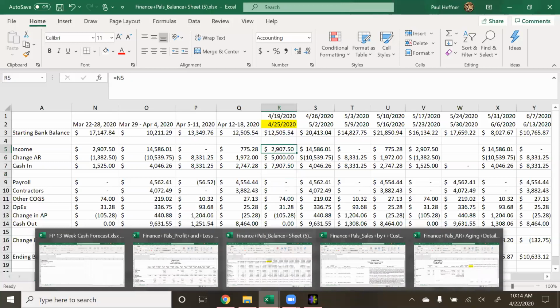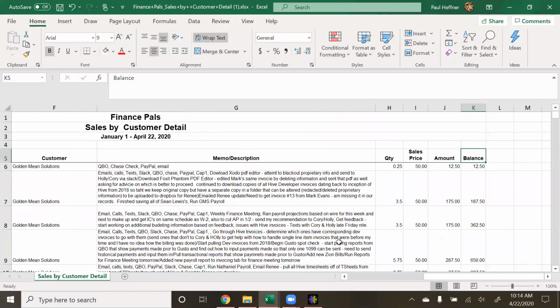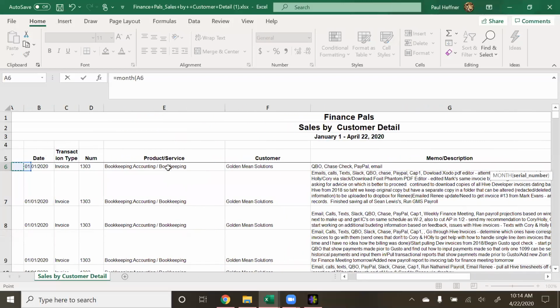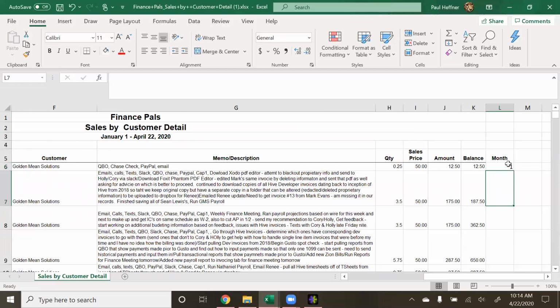So we created this sales by customer. And I'm actually going to do this on a monthly basis, just because it makes more sense. Let's go back to the date here. We can just double click this bottom right and it'll drag it down for us. Now I'm going to create a quick pivot table.